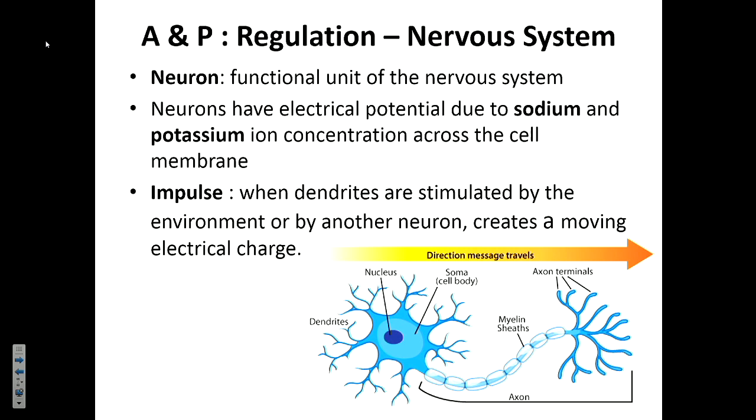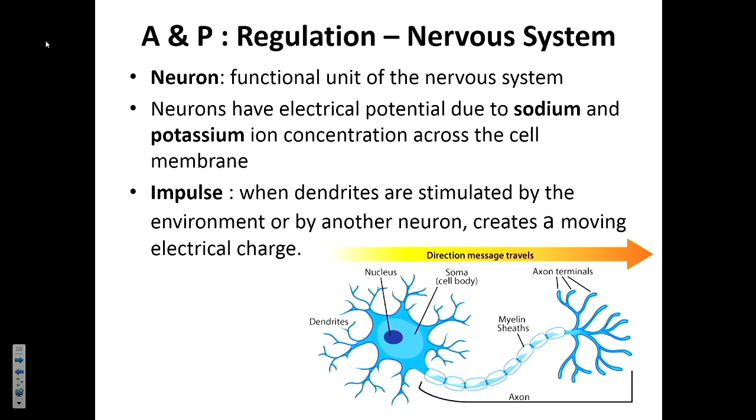All right, so we have to understand what is involved in the nervous system. In this particular system, the neuron is the functional unit of the nervous system. You see that listed at the bottom of this page. These are nerve cells that receive the stimulus from different areas of the body. They have electric potential because of sodium and potassium ions that are able to cross the cell membrane. So you want to make sure that you understand that connection, that electrical potential that they have.